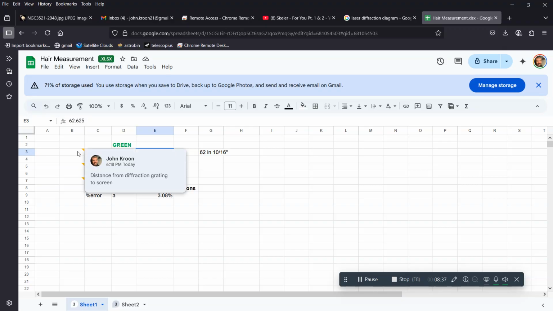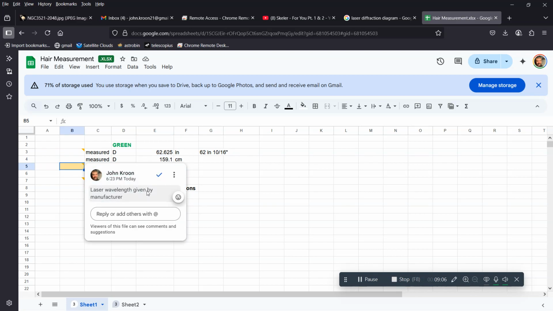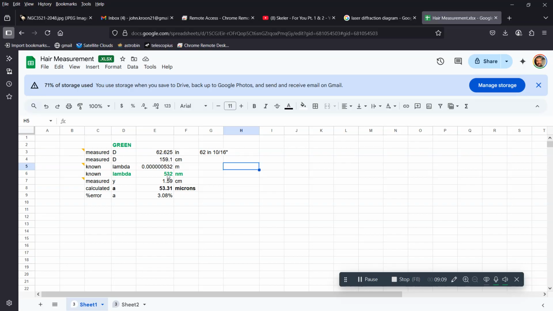And I have taken the distance from the diffraction grating to the screen, capital D, and I measured that at 62 and 10/16 of an inch. And I did that very carefully. That number also has some error associated with it that I did not quantify at this time. I converted that into centimeters because we're scientists. We use centimeters. I don't bother with inches. And next we have the laser wavelength given by the manufacturer. In nanometers, it's 532, and it looks like this in meters.